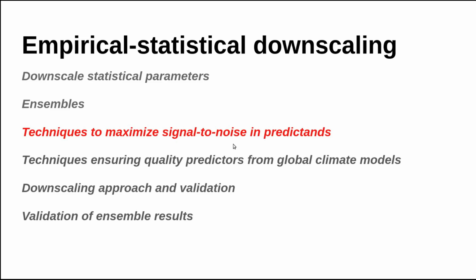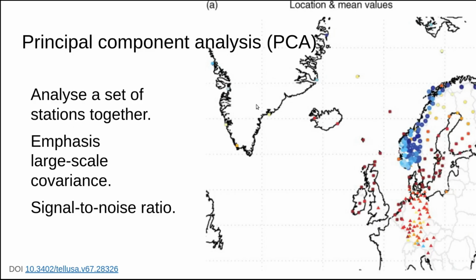So now we'll talk about techniques to maximize signal to noise in the predictands. What we do is look at many data series in one go, and then we make use of something called principal component analysis to estimate the structure of how all these temperatures vary, because they tend to vary in a synchronous manner. So we analyze the set of stations together rather than one by one, and that puts the emphasis on large-scale covariance, and this is also what is more likely to be connected to the large-scale conditions, and that actually improves the signal-to-noise ratio. And we can actually show that with the analysis.